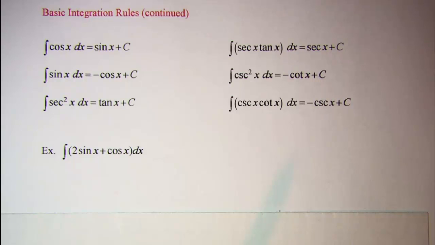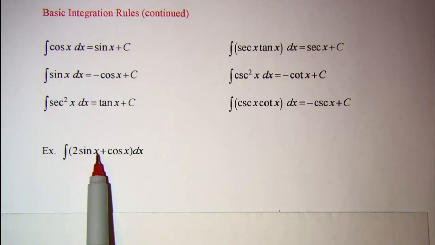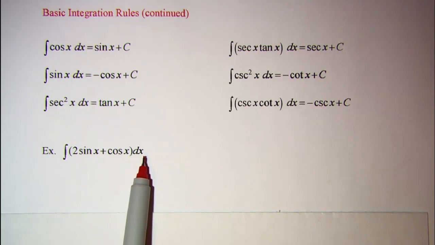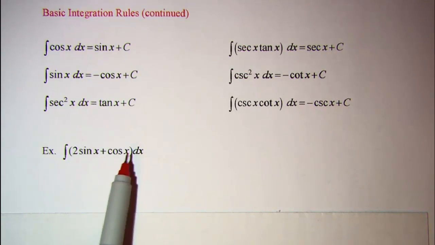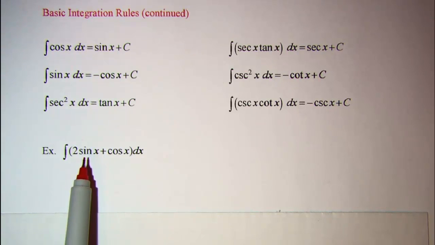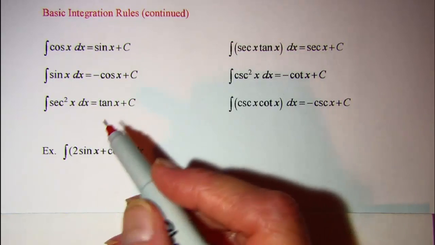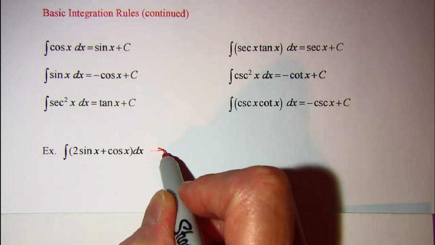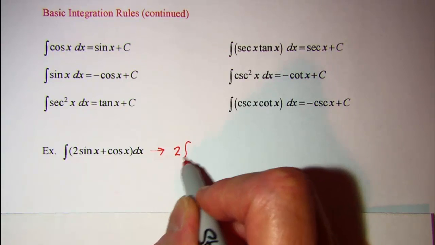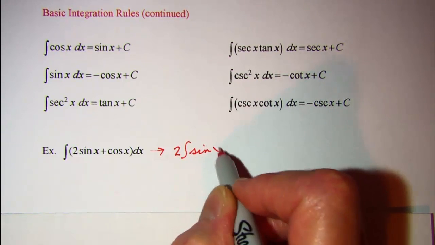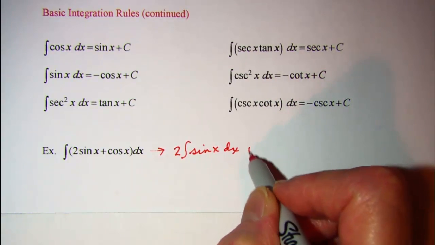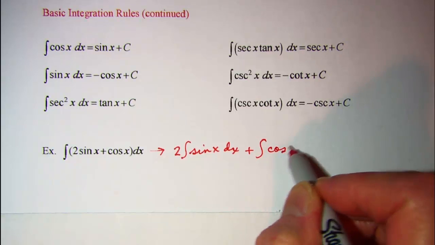Our first example is to find the integral of 2 sine x plus cosine x dx. Since this is two separate terms, we can take the integral of each term separately. For this first term, we can pull the 2 out in front of the integral sign. So when we rewrite this, we can write 2 times the integral of sine x dx plus the integral of cosine x dx.